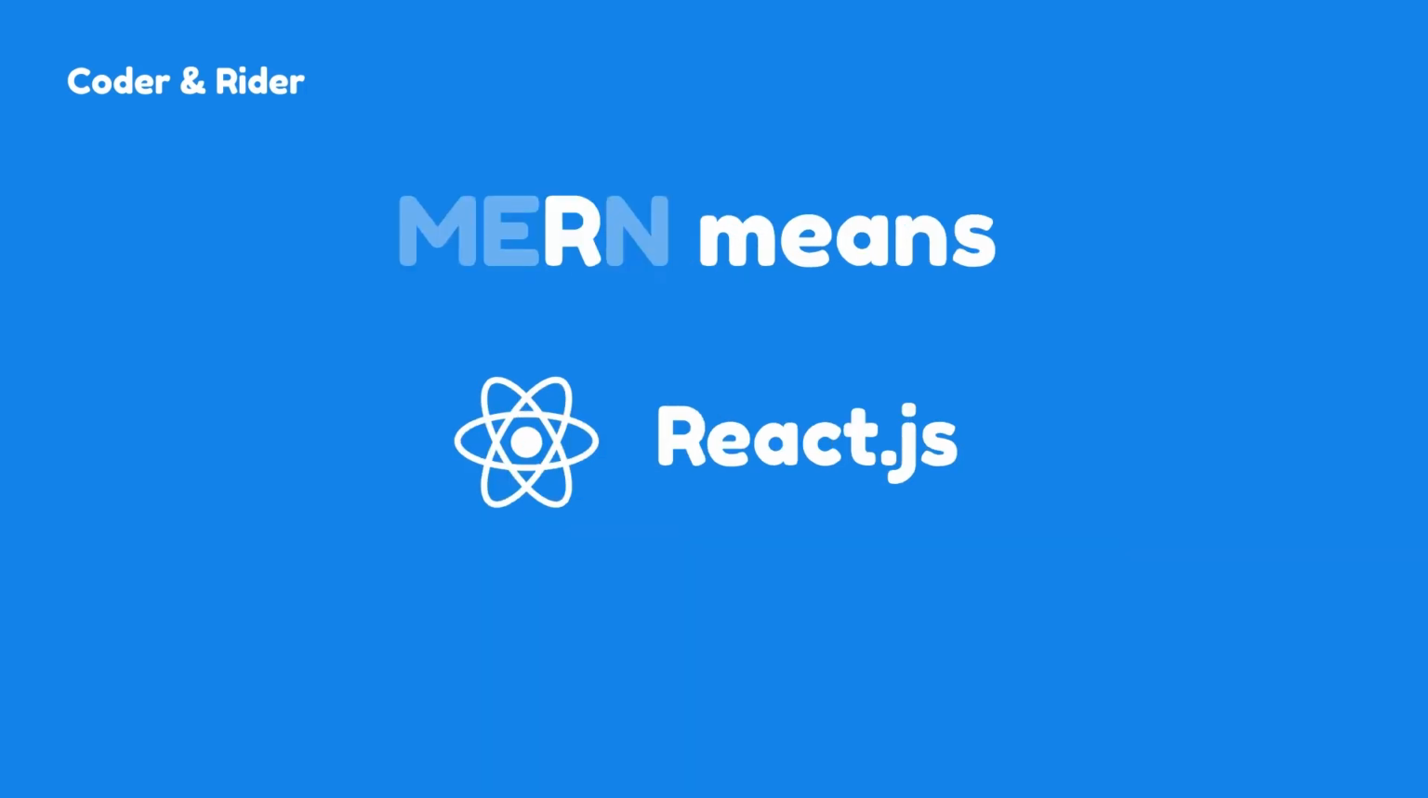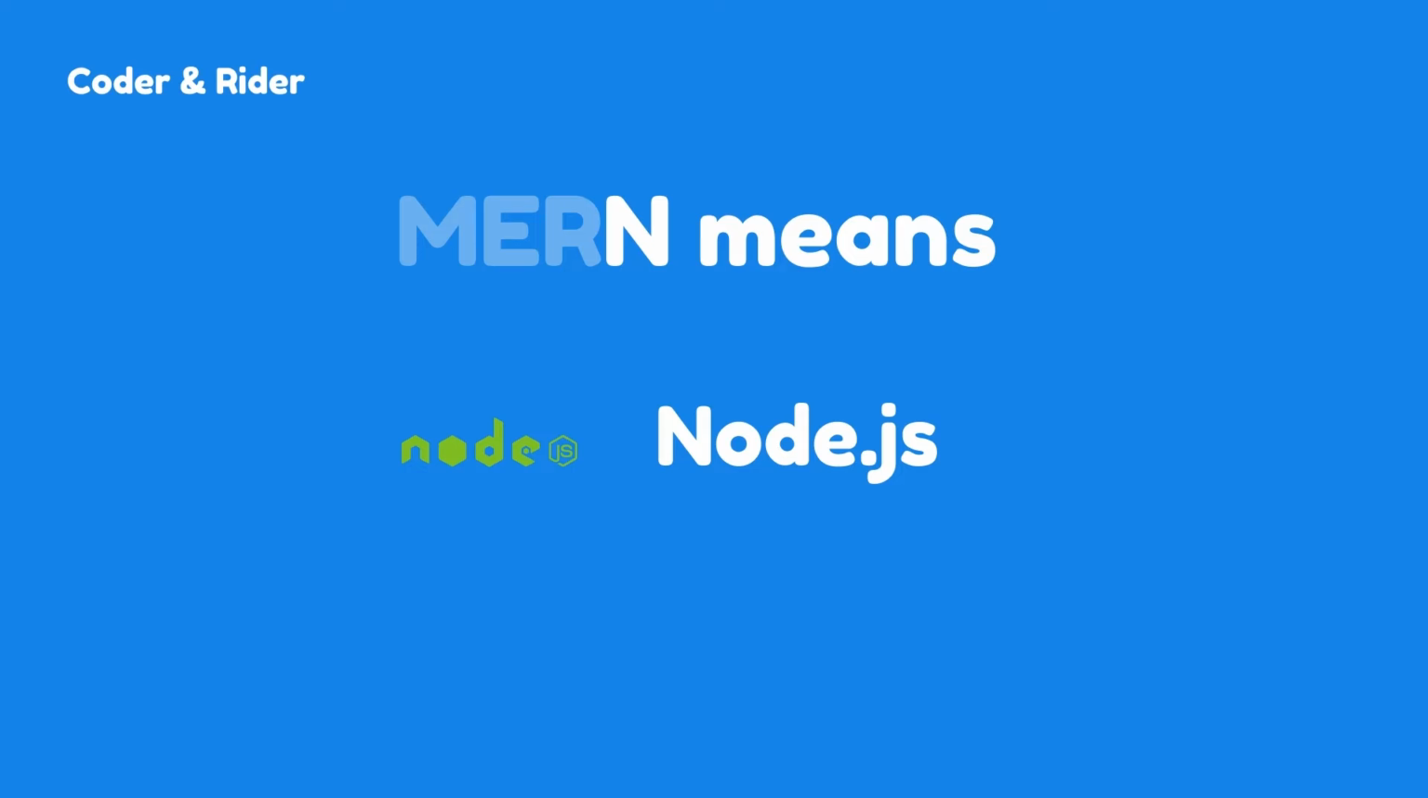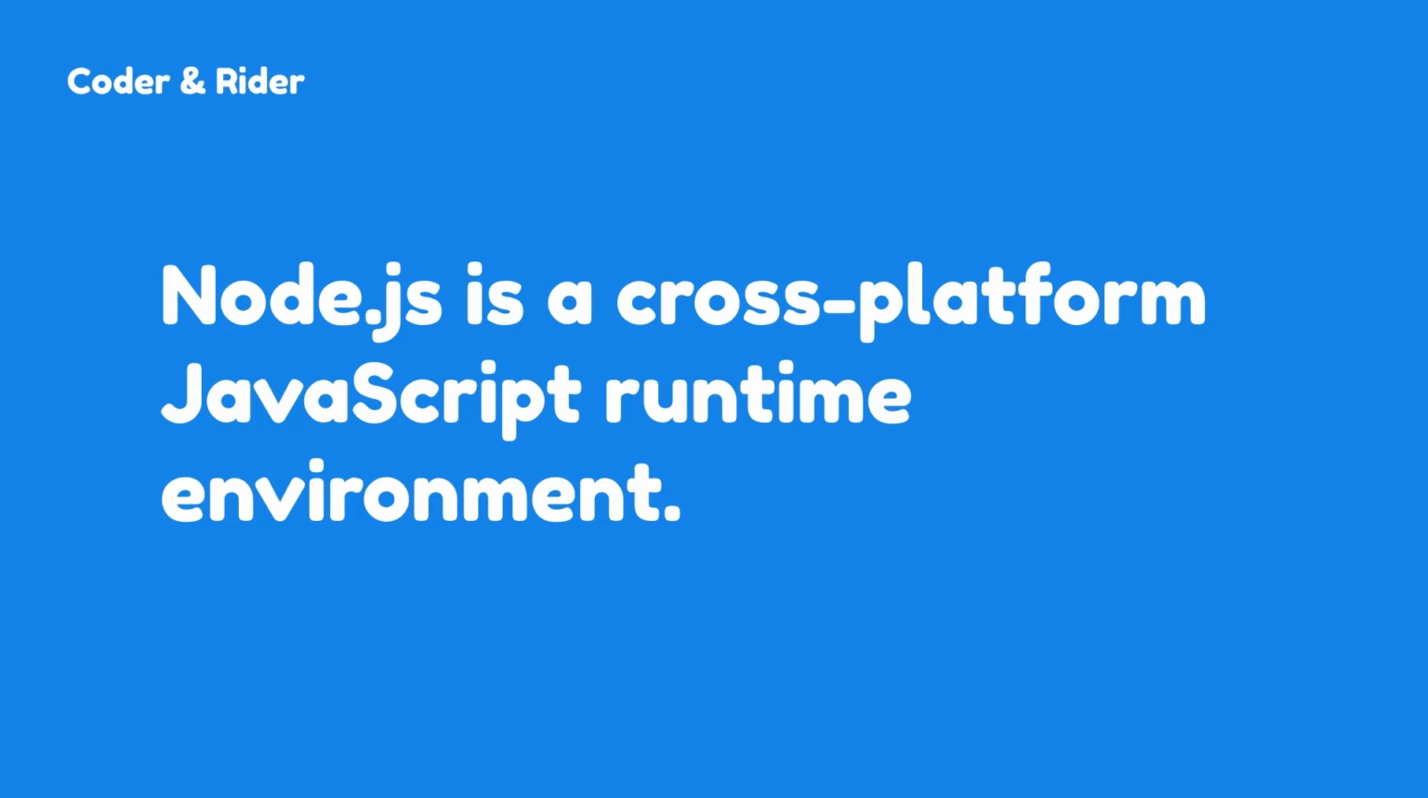In MERN, R means React.js. React is an open-source JavaScript library that is used to build user interfaces, specifically for single-page applications. In MERN, N means Node.js. Node.js is a cross-platform JavaScript runtime environment.